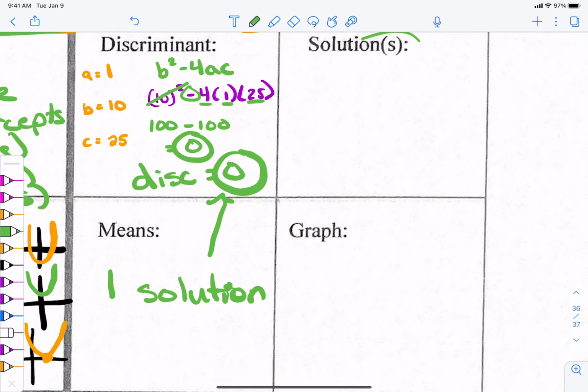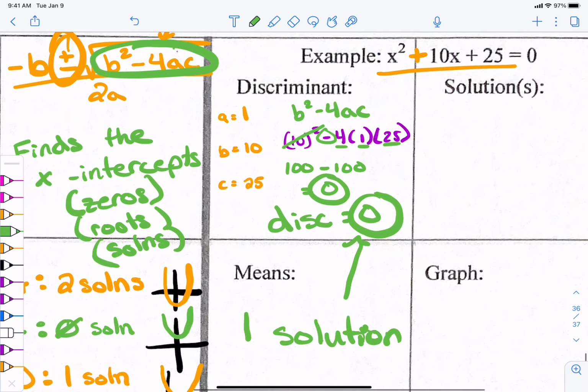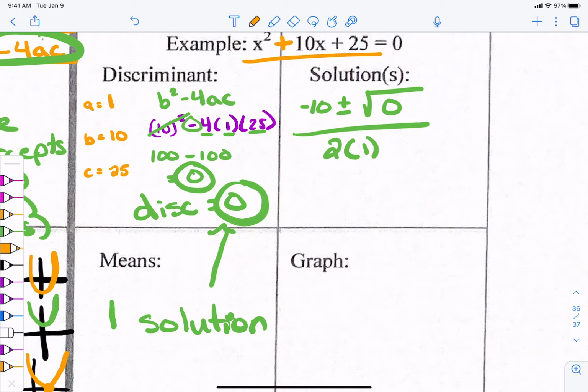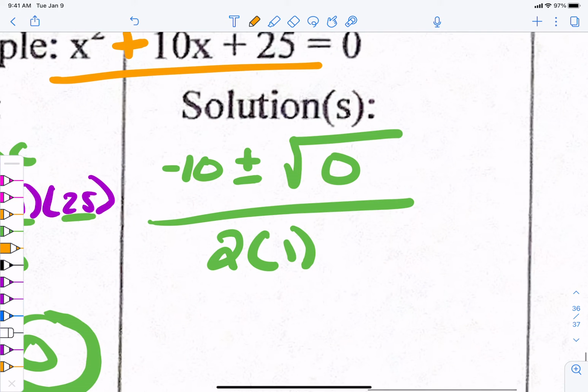Now, they're wanting us to find that solution up here in this box. So let's do our quadratic formula, negative b. Negative b will look like what? Negative 10. Negative 10 plus and minus the square root of b squared minus 4ac, but don't do any more work because we already have the discriminant. It is 0. All over 2 times a. There it is. There's my quadratic formula.